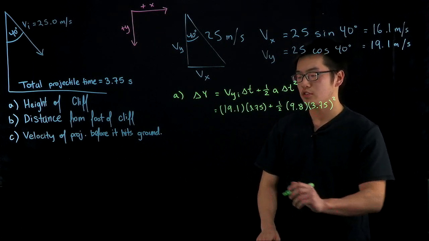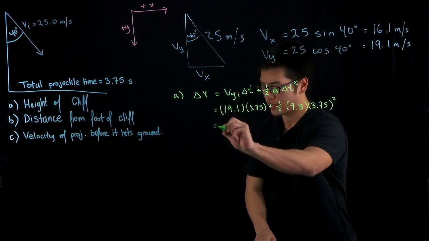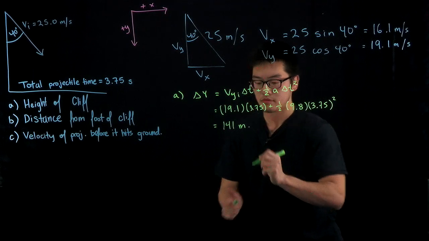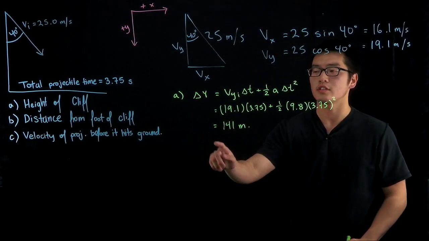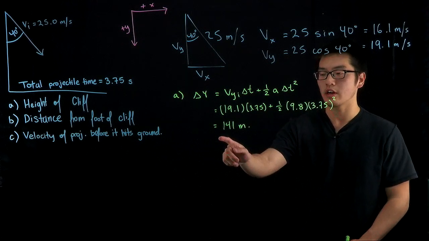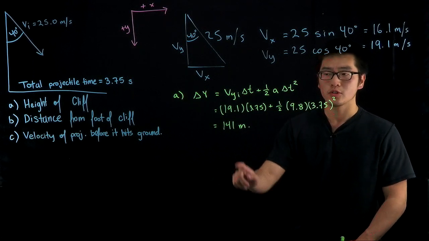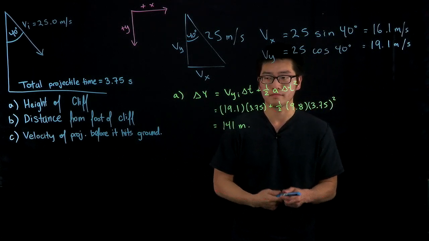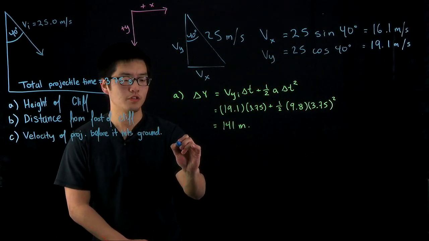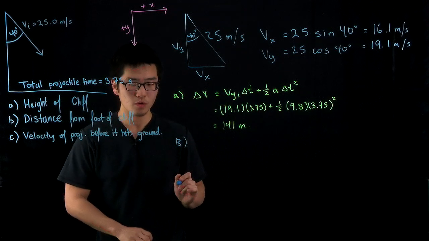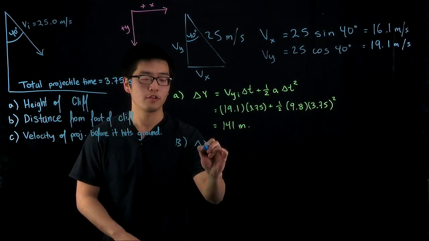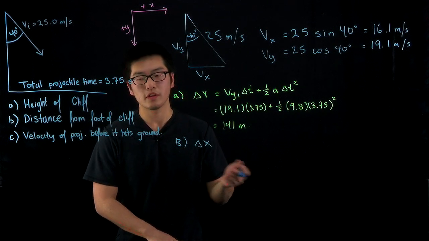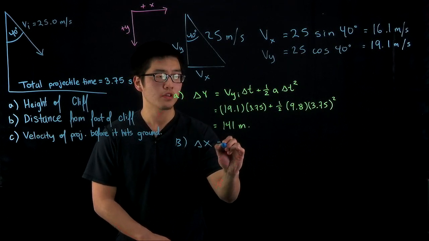And if you plug this into your calculator, you'll get your answer as 141 meters. Now you see that I did this calculation in the y direction, so our answer will also be in the y direction. So this answer is part A, which is the height of the cliff. If you do part B, we could do the delta x component. This will tell us where our projectile is going to land in relation to the foot of the cliff. And we could use the same equation.